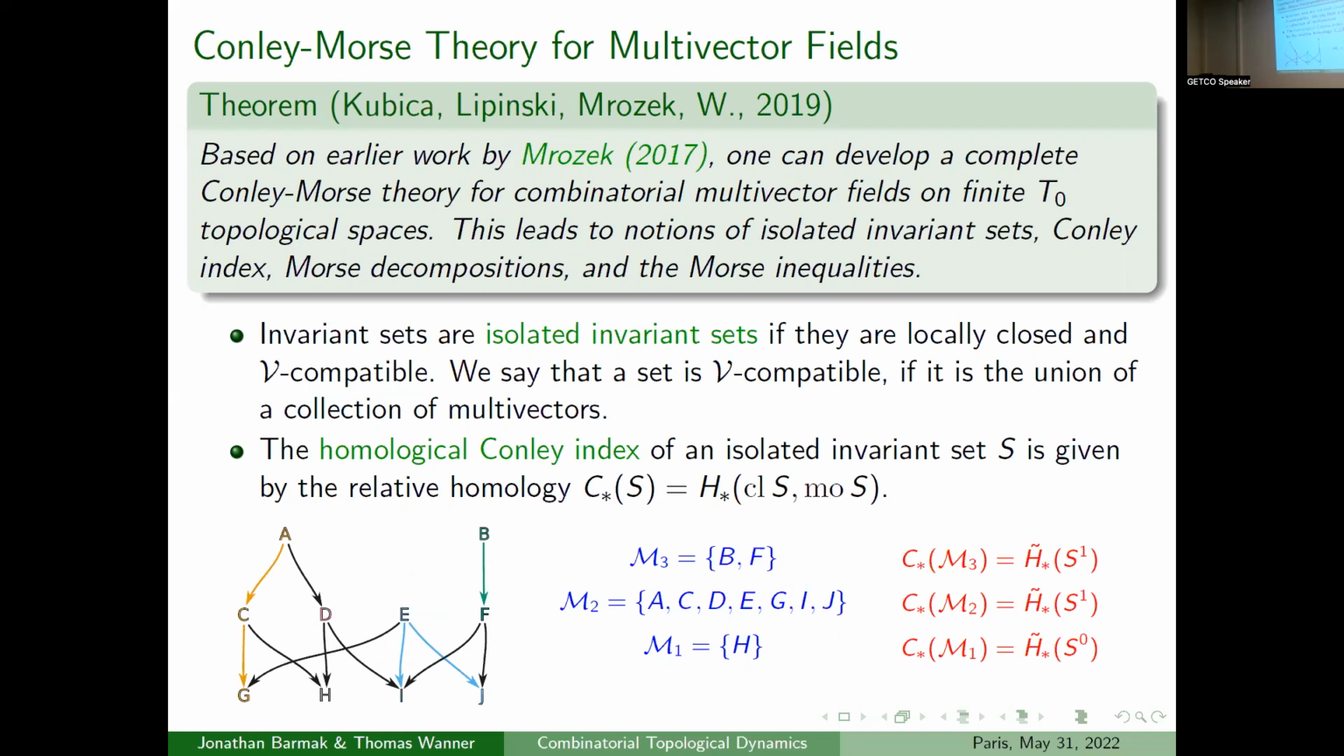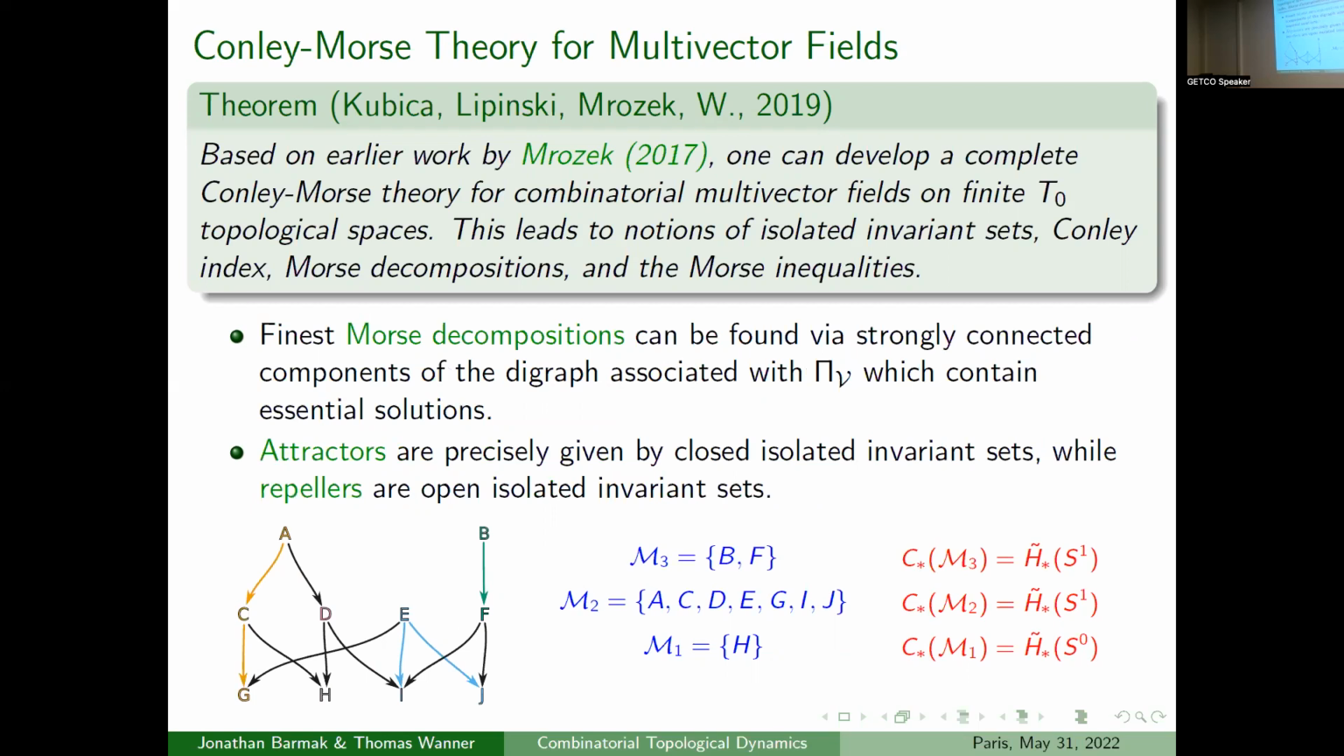For example, here are just 3 different isolated invariant sets for this example that I had on the previous slide. If you do the computations, you can see that they have the reduced homology of an S1 or an S0 respectively. And of course, you can compute those using the order complex, the way Jonathan talked about it earlier. You just take these finite topological spaces down here and compute the order complex, and then it's just a simplicial homology computation to find the Conley index.